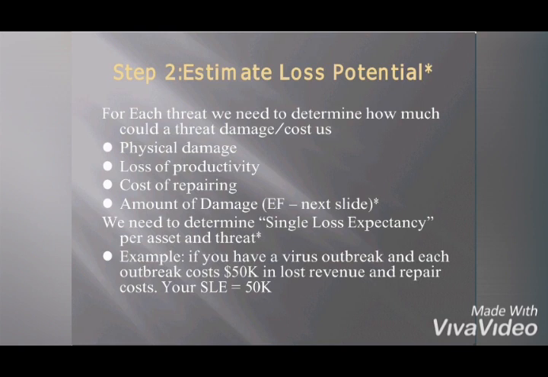Step 2, estimate loss potential. For each threat, we need to determine how much a threat could damage or cost us, whether that be physical damage, loss of productivity, cost of repairing, amount of damage. We need to determine single loss expectancy, or SLE, as we mentioned earlier, per asset and threat. Example, if you have a virus outbreak and each outbreak costs 50,000 in lost revenue and repair costs, your SLE is 50,000. Simple enough, right?